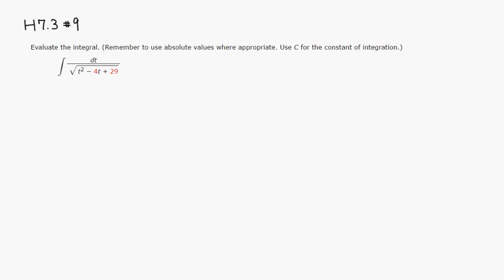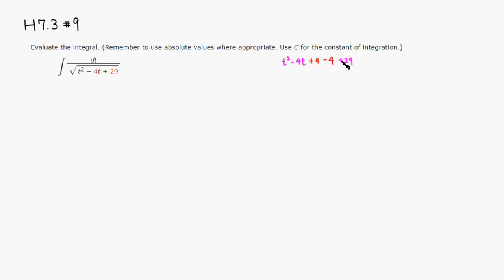First, inside the square root, we have t squared minus 4t. To complete the square, we would like to have 4, so I'm going to add 4 and subtract 4. Then we still have plus 29.